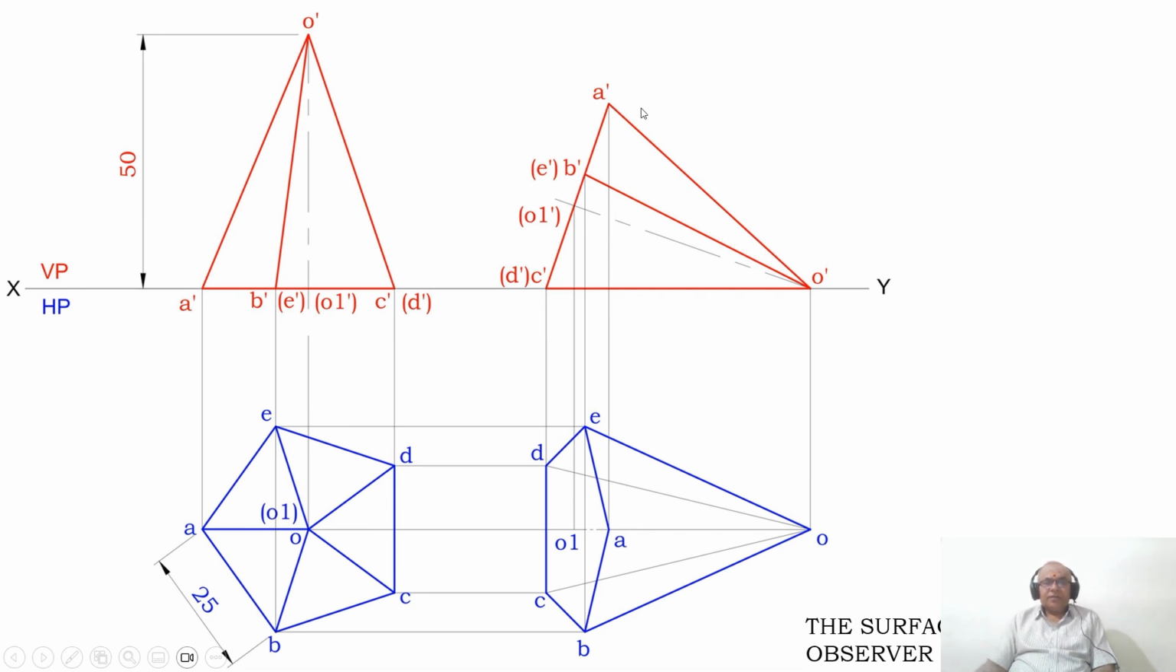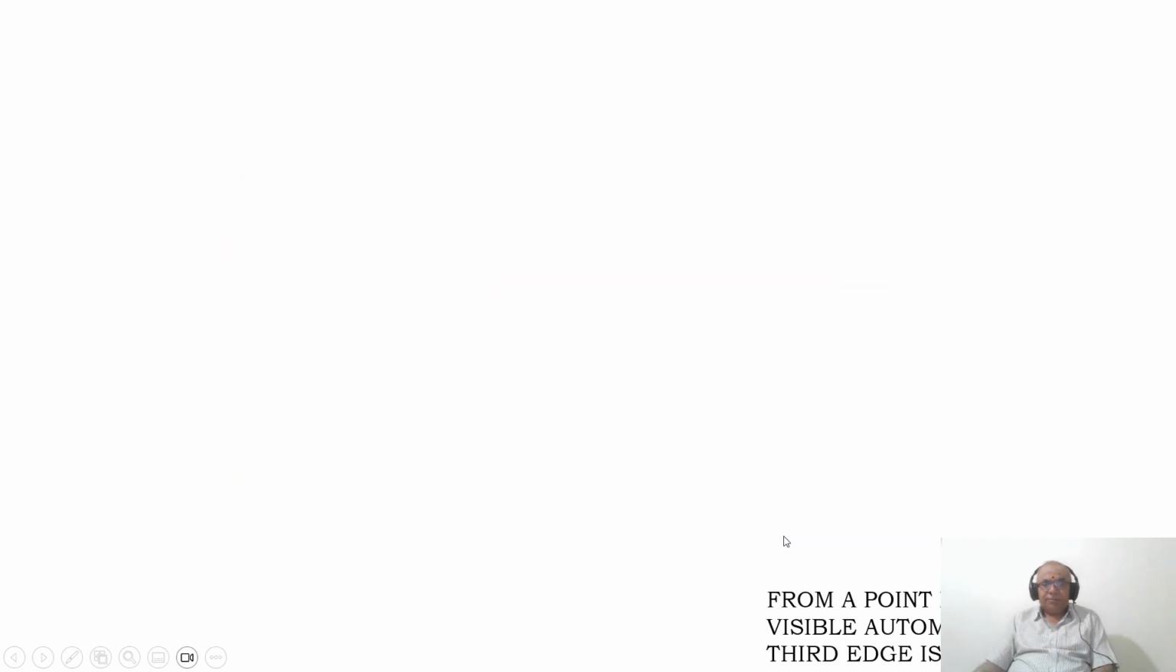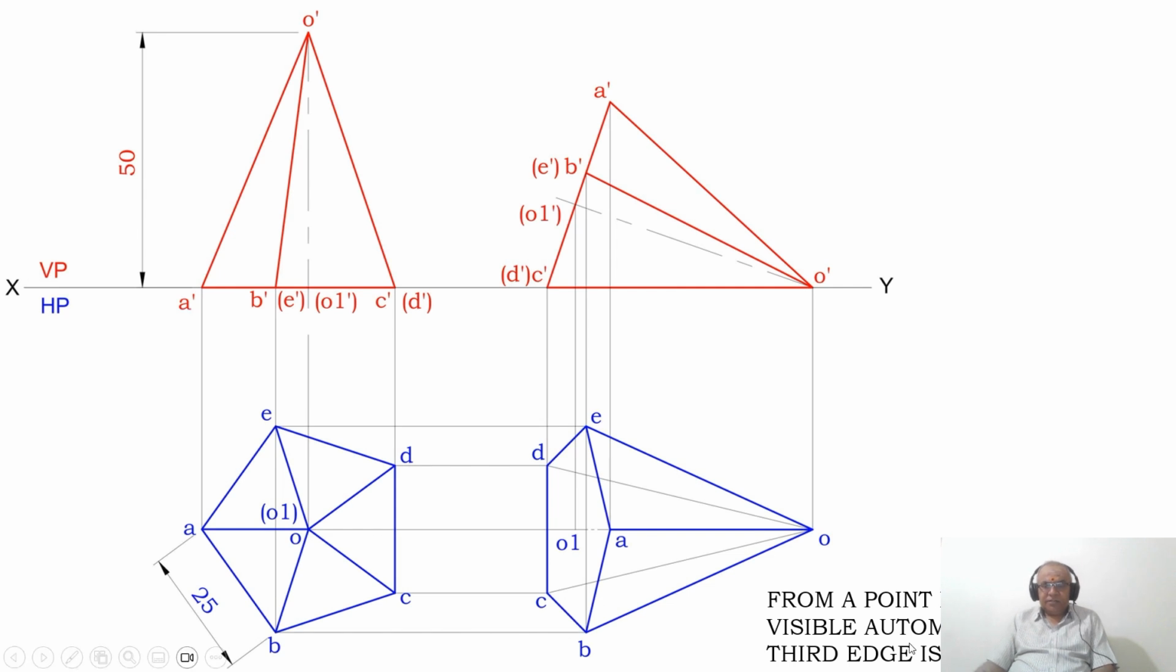Similarly, when you look from the top view, O dash A dash is near to the observer, so OA will also become visible. From point A, AB is visible, AE is visible, therefore OA should also be visible. So from a point, if two edges are visible, automatically the third edge also becomes visible. So OA becomes visible. So you dark them.